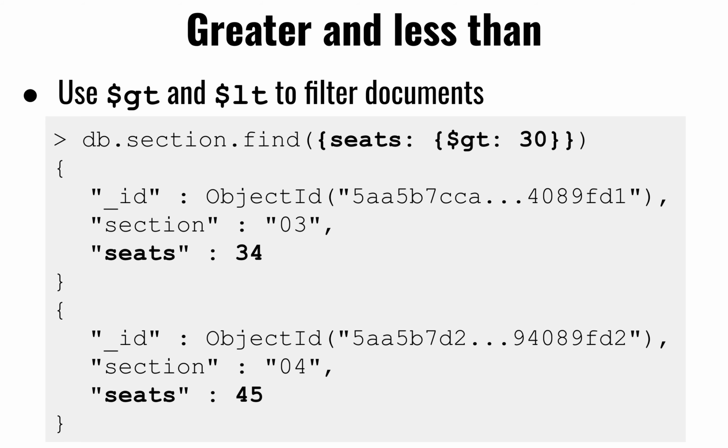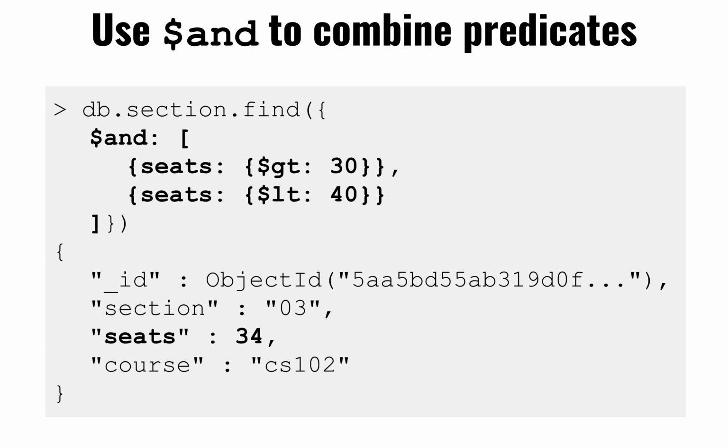Here we're saying the seats that are greater than 30. So there are 4 sections, 2 of them are greater than 30. So there's these 2. You can also combine all sorts of Boolean operations, where the seats are between 30 and 40, seats greater than 30 and less than 40. So it returns just one section that meets that criteria. This section 03.